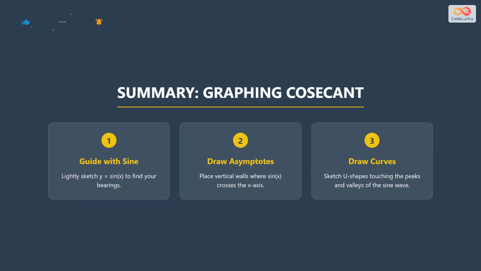So, to summarize the process, first, lightly sketch the sine wave. Second, draw vertical asymptotes wherever the sine wave crosses the x-axis. And finally, draw U-shaped curves that touch the peaks and valleys of the sine wave, approaching the asymptotes on either side. With these 3 steps, you can graph any cosecant function.